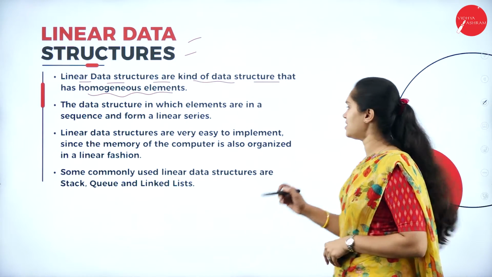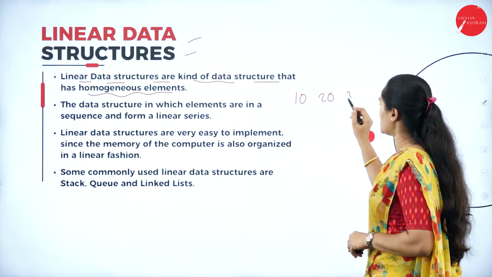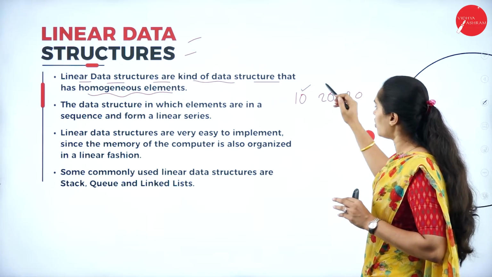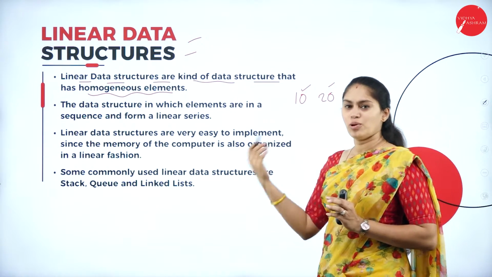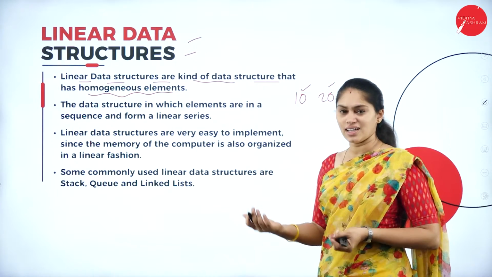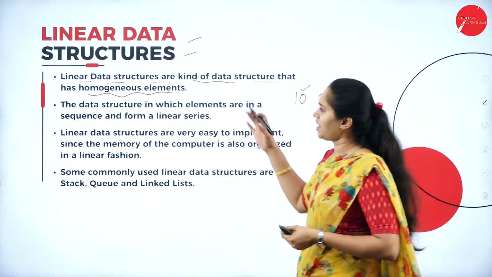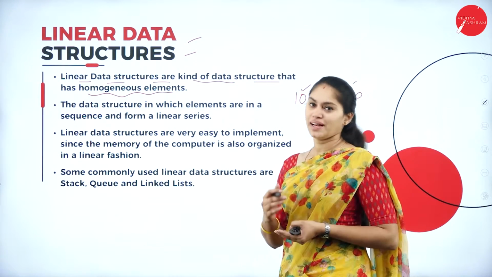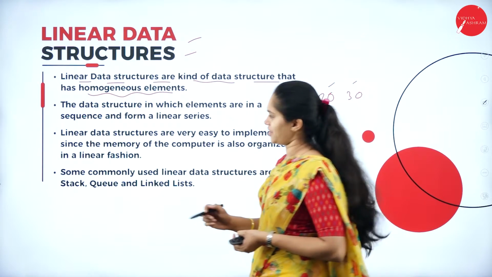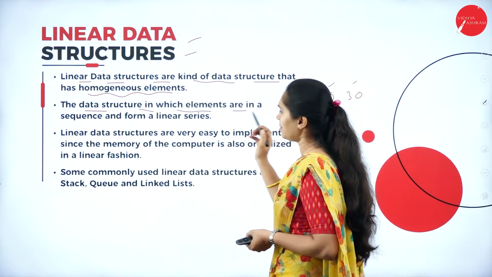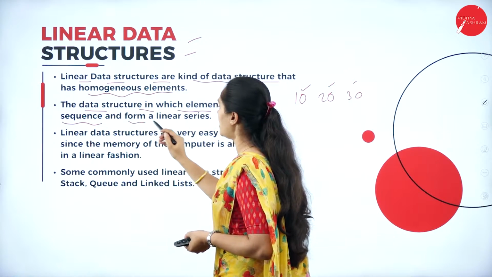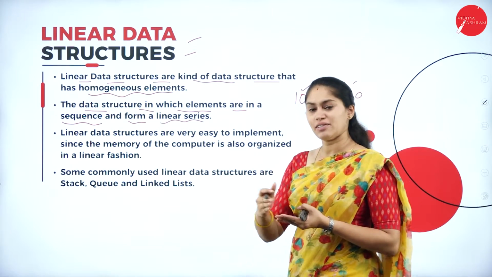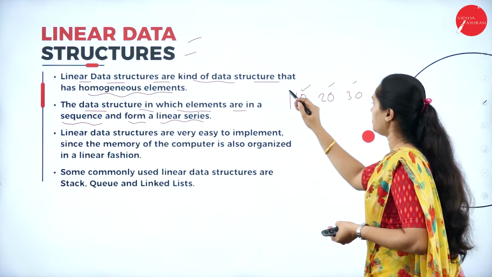So if I consider 10, 20, 30, all these are data elements of the same data type. Like we have whole numbers, as well as one more whole number here. That means it contains no fraction part. So when we have a data structure that contains homogeneous elements, or the same kind of elements, it will be termed a linear data structure here. The data structure in which elements are in a sequence form and of a linear series. So it will form a linear series. It will be in sequence. As I told, it will be in sequence, right?